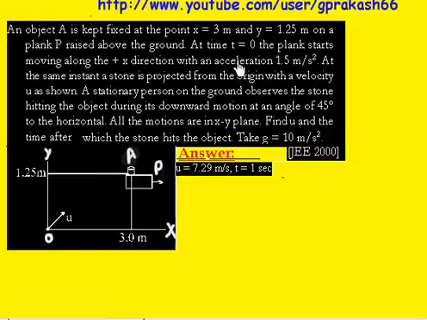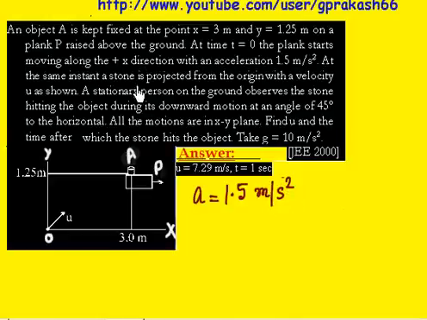The plank starts moving along the positive x direction with an acceleration of 1.5 meter per second squared. So this is the acceleration. Let us say the acceleration of the plank is given to you, that is 1.5 meter per second squared. So this is the acceleration of the plank you have.